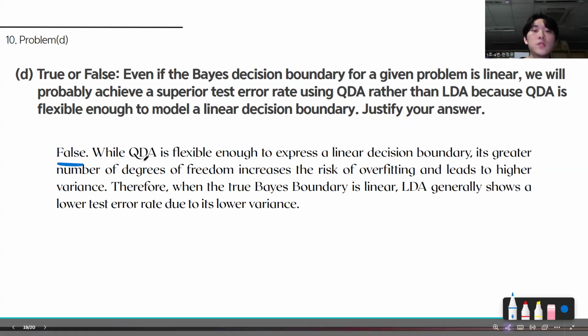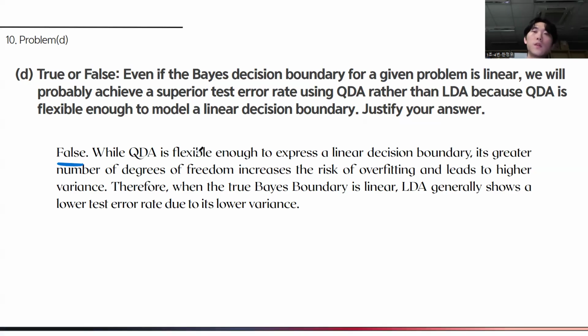This issue was sufficiently explained in problem C. While QDA is flexible enough to express a linear decision boundary, it has a lot of unnecessary degrees of freedom, which increase the risk of overfitting and lead to higher variance. Therefore, when the actual Bayes boundary is linear, LDA will yield a lower test error rate because its constrained model has lower variance.